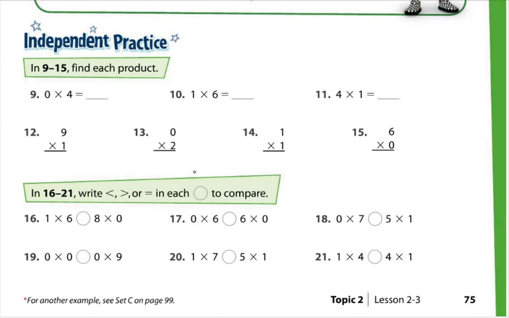Okay, guys, so today we will solve questions like these: 0 times 4, 1 times 6, 9 times 1, and we will also compare using greater than and less than between two multiplications, 1 times 6 and 8 times 0, and so on. Okay, so these questions we will solve by the end of this session.